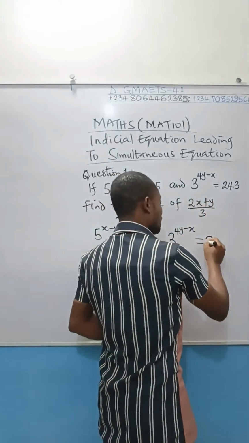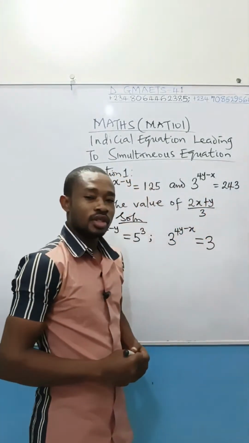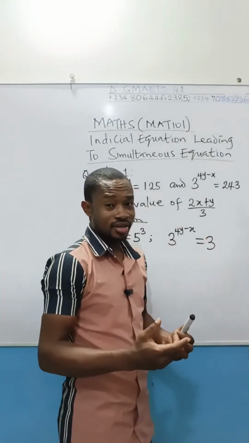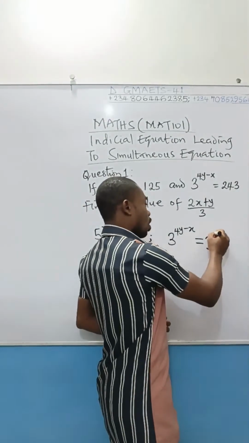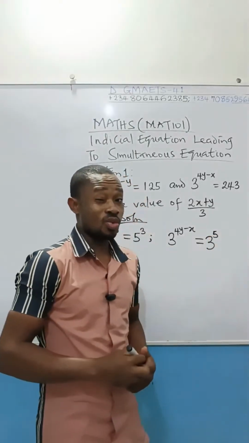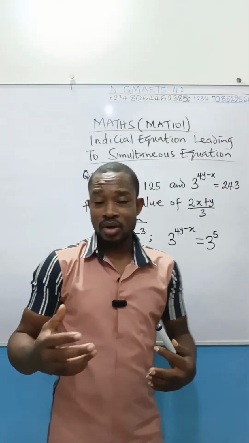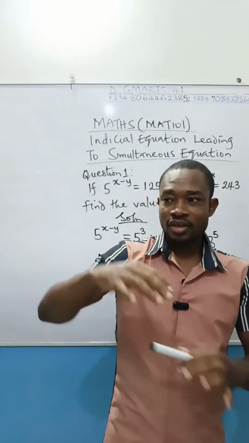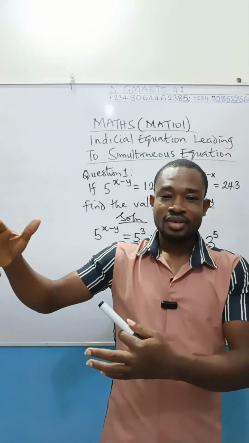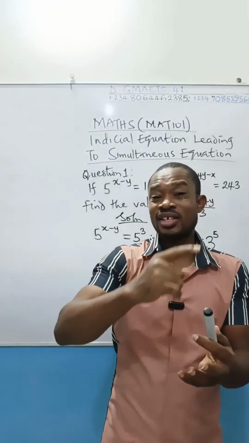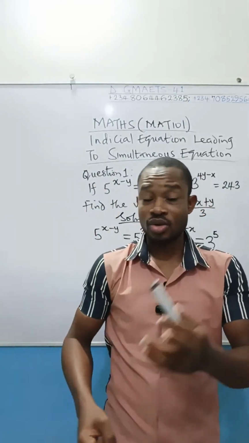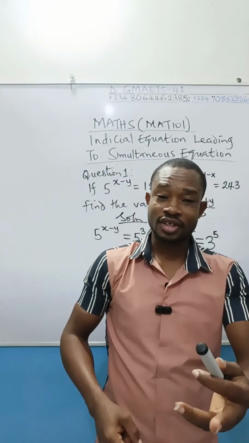243 in base 3 should be 3 to the power of 5, likely, right? Because 3 to the power of 4 is going to give you 81. Then 3 to the power of 5 will mean that you are multiplying 3 in 5 places. So if 3 in 4 places multiplied is 81, multiply that 81 by 3, you are going to get 243.